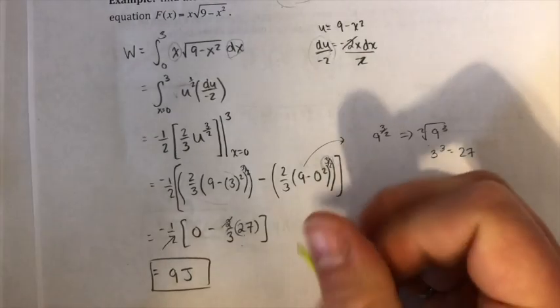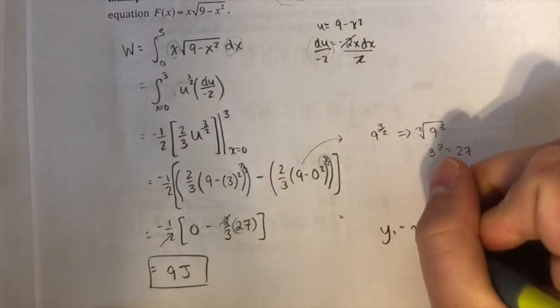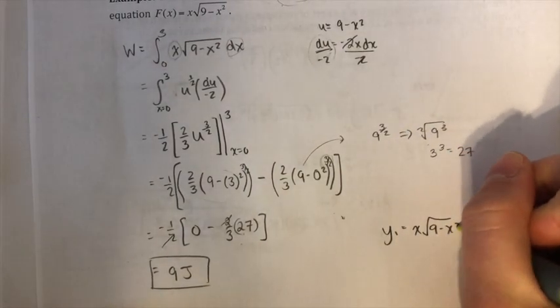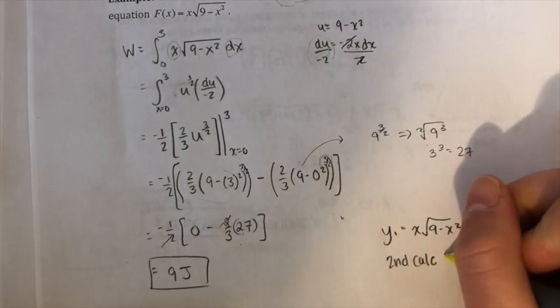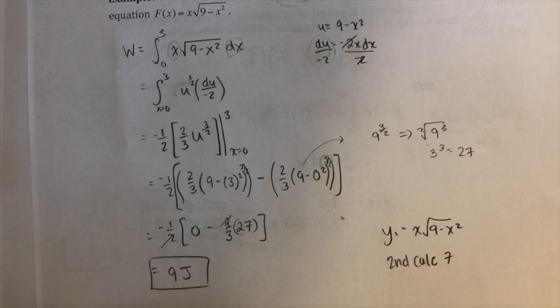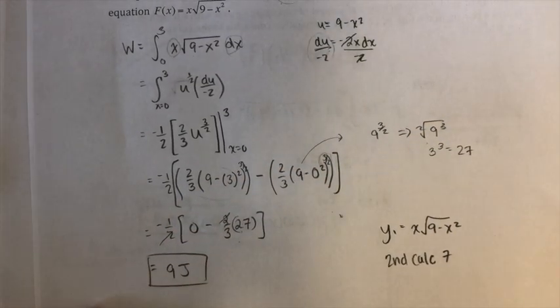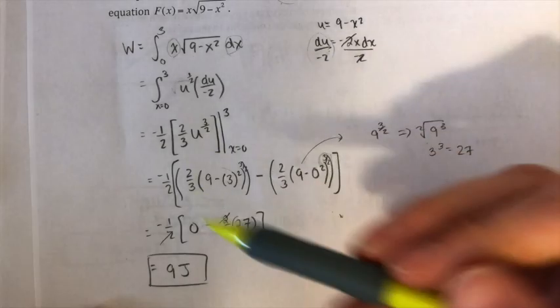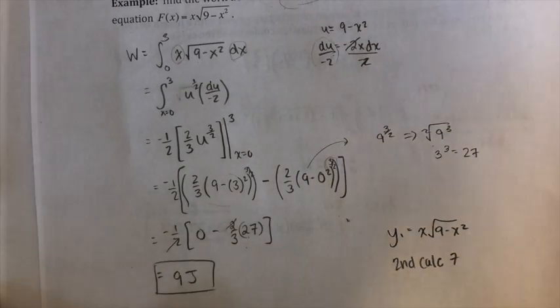Okay, so we could also do that by graphing it. So y1 is equal to x times root 9 minus x squared, and then go second calc 7 for the integration function, and you should get the same thing. That's always a good way to check your answer. On a test or a quiz, I'll specify whether I want you to do it algebraically or if you can do it on your calculators.